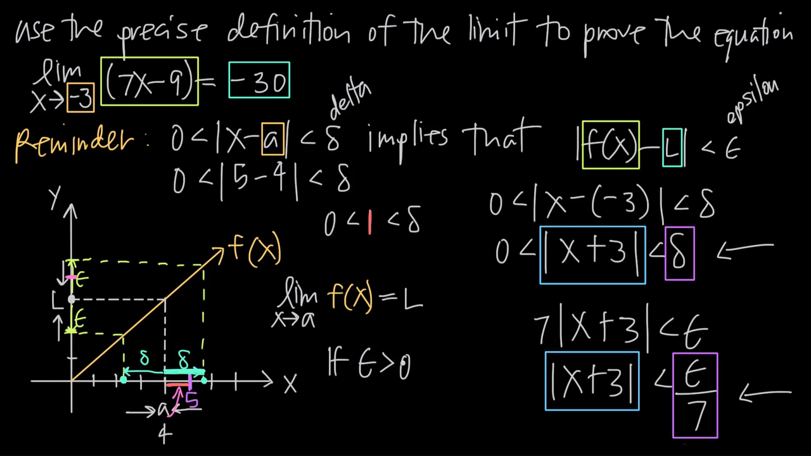If we choose any positive value of epsilon and we want to stay within this epsilon range right here, we want to stay inside of these boundaries, then we have to choose a delta that is less than epsilon over 7. So we set this right-hand side delta less than this right-hand side epsilon over 7. And the fact that we're able to state a relationship between delta and epsilon proves that this limit equation is true.